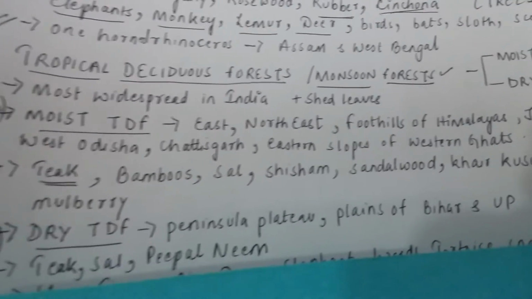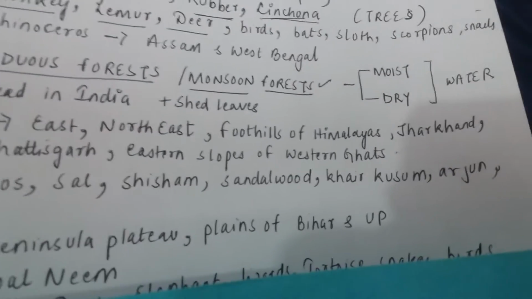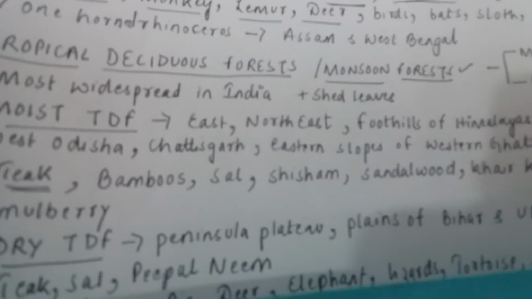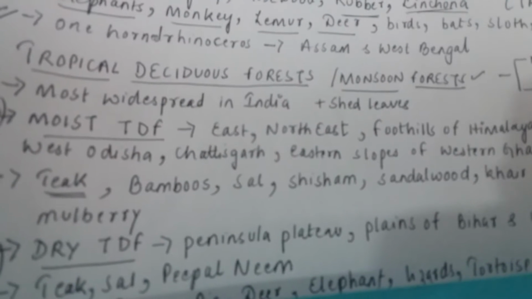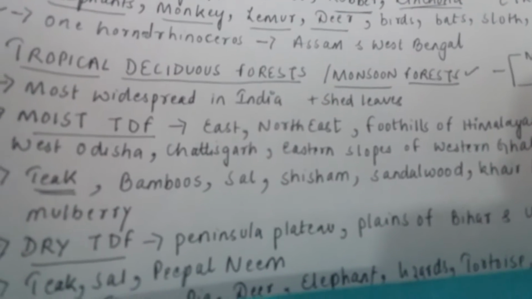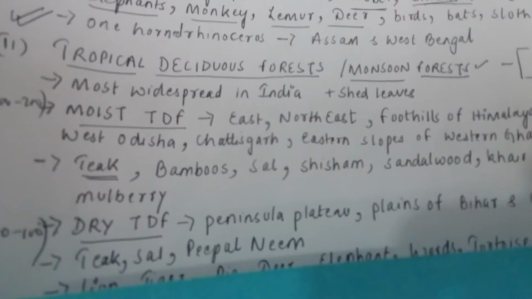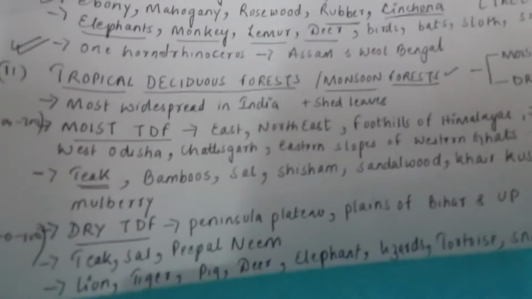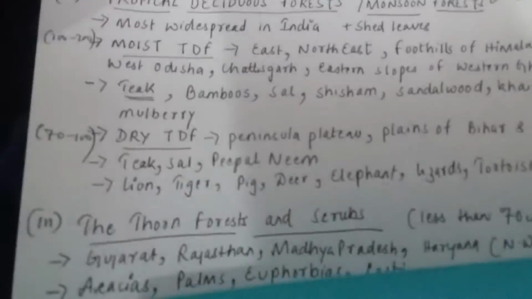If you want, you can see the locations that have this kind of forest: eastern slopes of the Western Ghats, east, northeast, and the foothills of the Himalayas. The major types of trees, just remember 2: teak and bamboos. Let's now go to dry tropical deciduous forest.